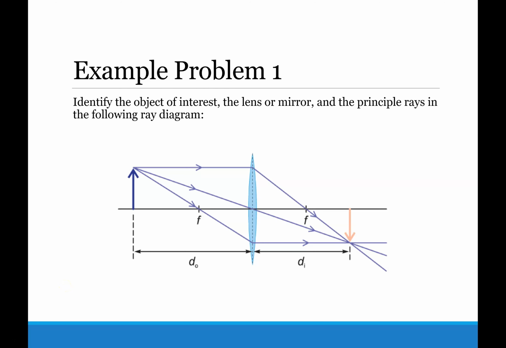Problem 1 asks us to identify the object of interest, the lens or the mirror, and the principal rays in the following ray diagram. So starting with the object of interest, it's usually going to be found by looking for a bolded arrow. And if you can't find the bolded arrow on this diagram, another feature that'll help you find it is looking for DO.